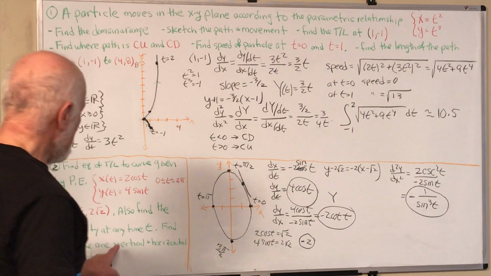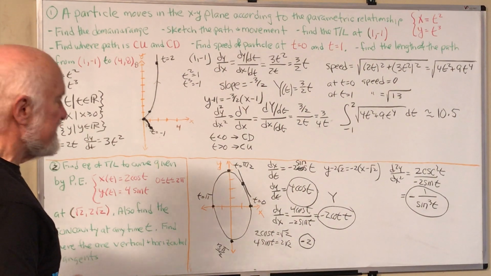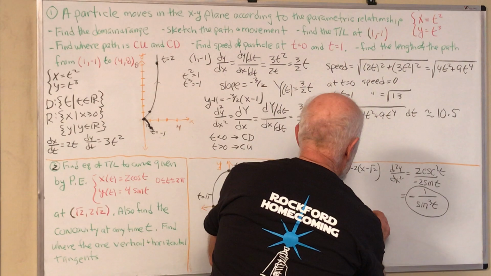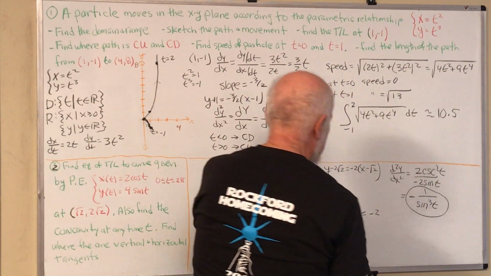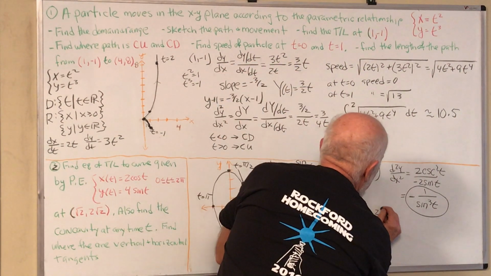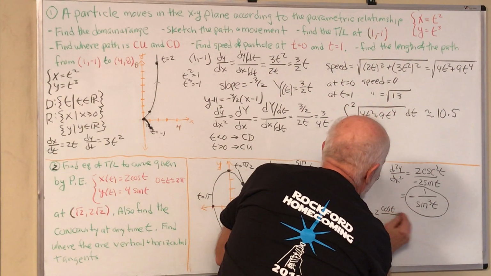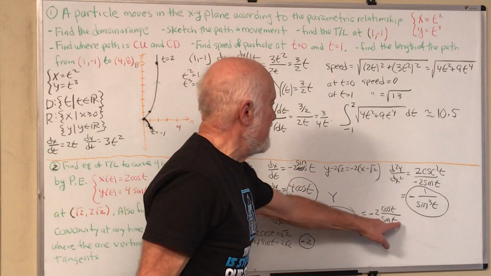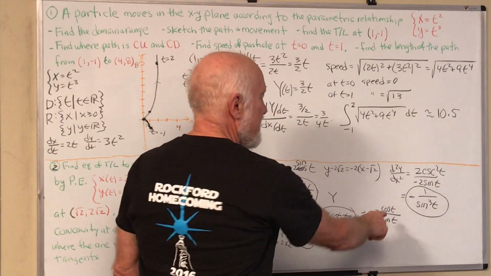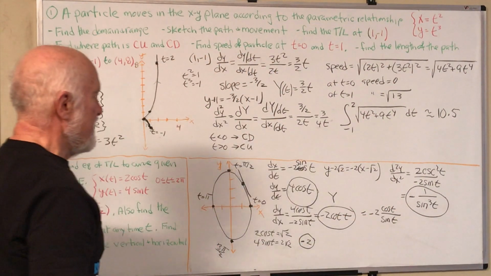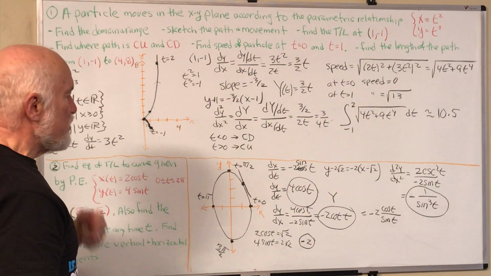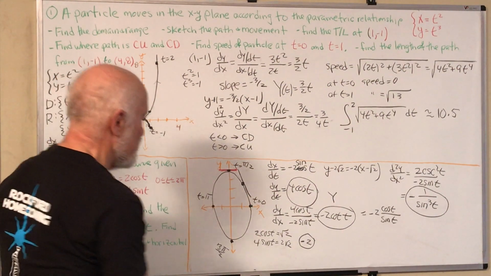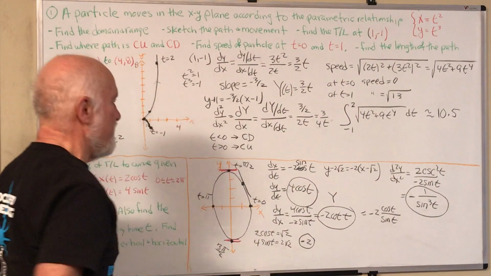So, how about vertical and horizontal tangent lines? Well, the slope is negative 2 times cotangent, and the cotangent is the cosine over the sine. What's going to make that slope 0? If the cosine is 0. So it's going to be at pi over 2 and 3 pi over 2. And yes, there's pi over 2 and there's 3 pi over 2.